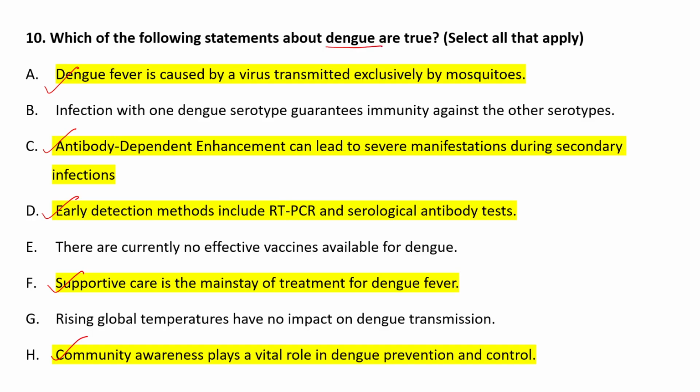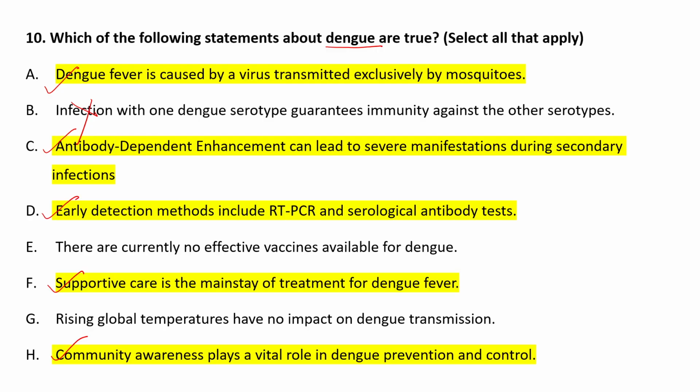Community awareness plays a vital role in dengue prevention and control because you can destroy the breeding places of the mosquito. And what about the incorrect options? Infection with one serotype does not guarantee protection against the other serotype, but it will enhance the infection. If we get infected by dengue again, it will be more virulent.